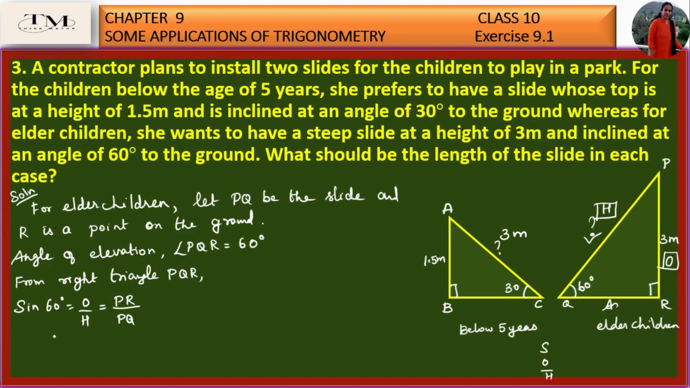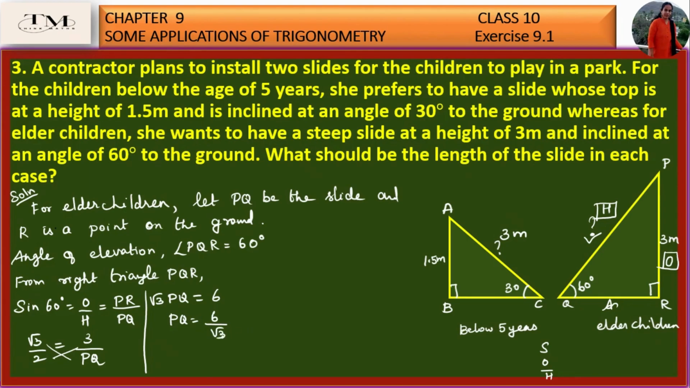What is sine 60 degree? It is root 3 by 2, which is equal to PR. What is PR? It is 3 divided by PQ. We need to find out. Now just cross multiply. So root 3 into PQ equal to 2 into 3, which is 6. So PQ equal to 6 divided by root 3.